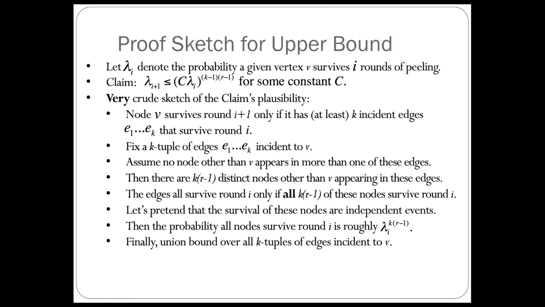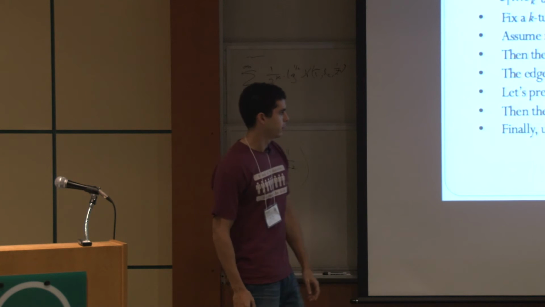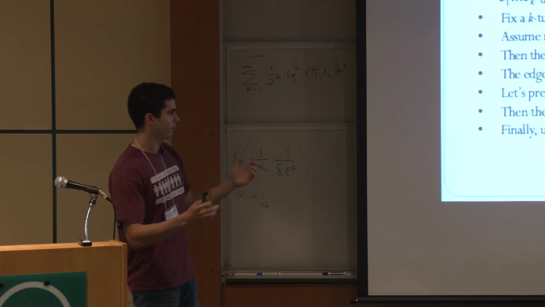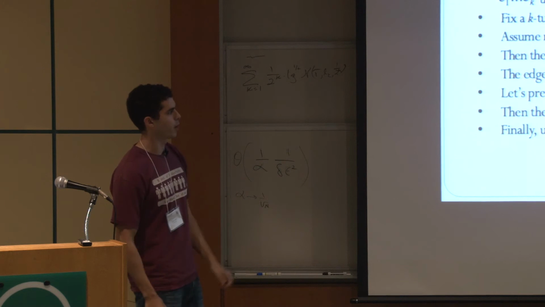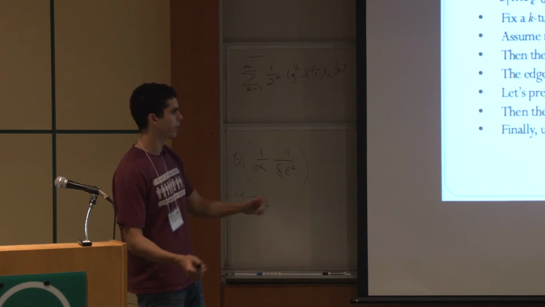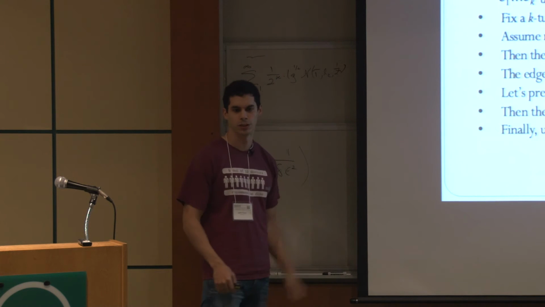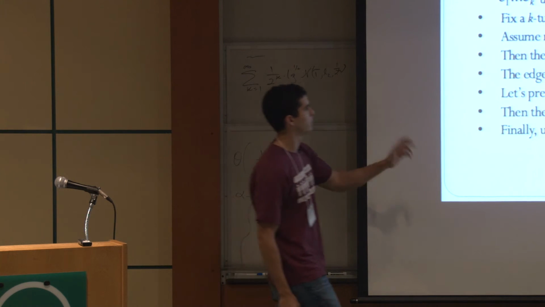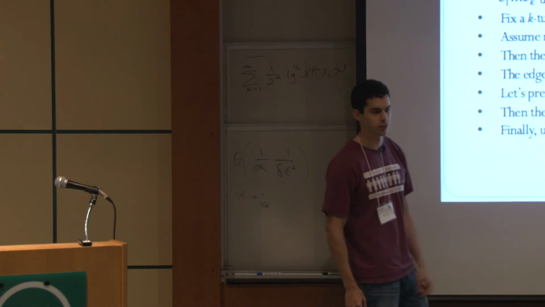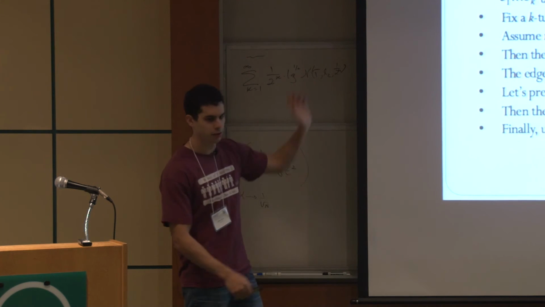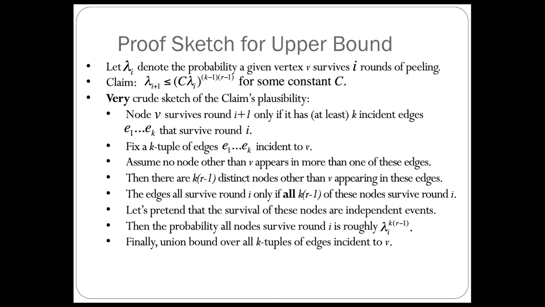Once you make this assumption, things are pretty straightforward. The probability that all of these nodes survive round i is just lambda_i to the k(r-1). And let's imagine that this then drives the probability that node v survives sufficiently low that you can union bound as necessary, because here we had just fixed a single k-tuple of edges, and it doesn't asymptotically affect the claim. So this doesn't indicate why the right constant is (k-1)(r-1) and not k(r-1), and I sort of want to hide that.